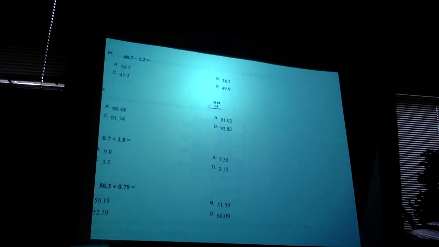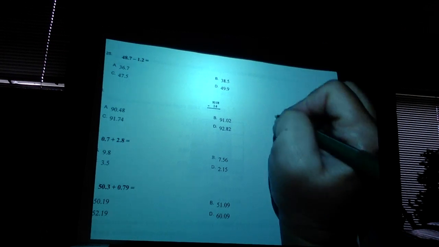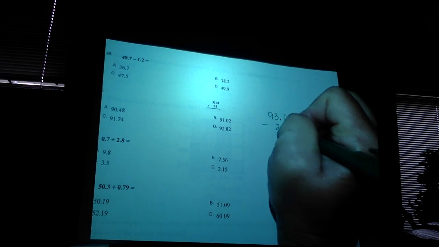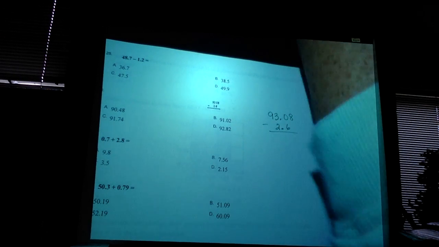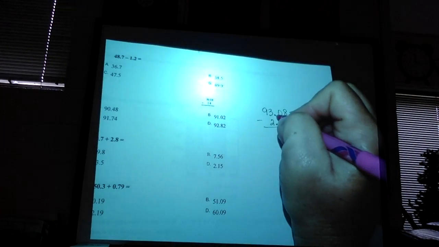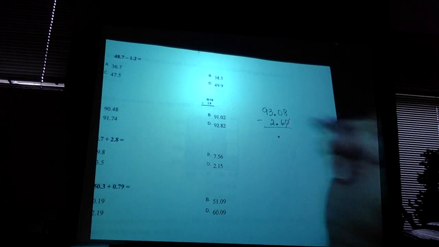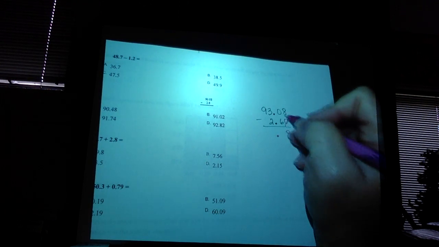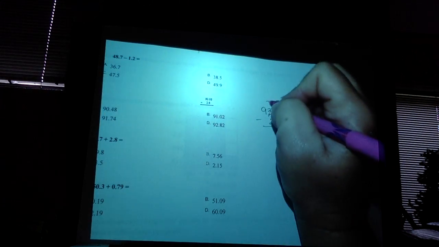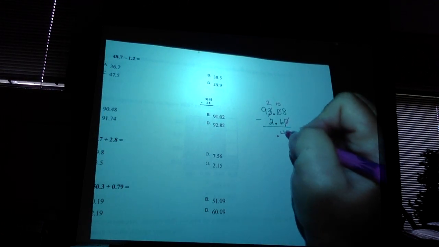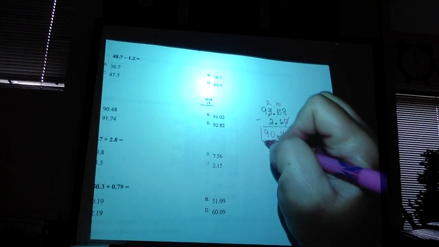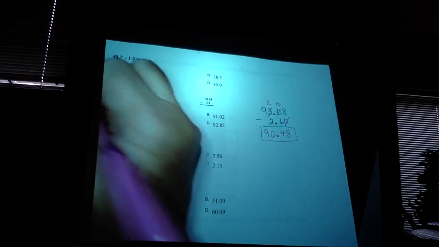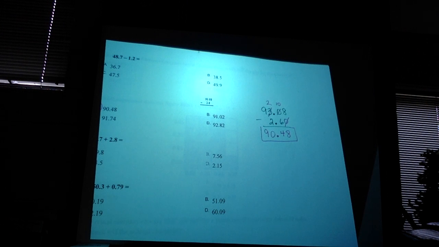All right, let's go down to 26. 93 and 8/100 take away 2 and 6/10. Okay, I've lined my decimal up. See it right there? I'm going to put 0 as a placeholder there. 8 take away 0 is 8. I cannot say 0 take away 6, so I borrow. That gives me 4, 0, 9. Box in your answer, y'all. 90 and 48/100. Remember, click pause if I'm going too fast, okay?